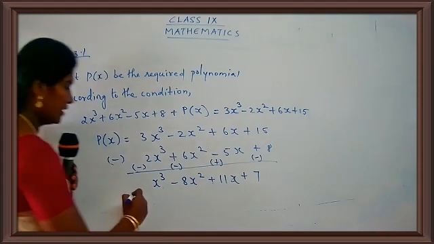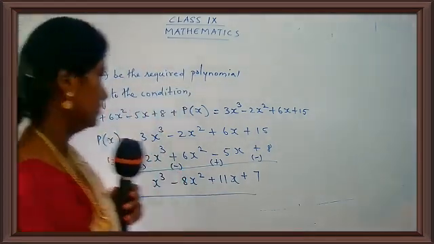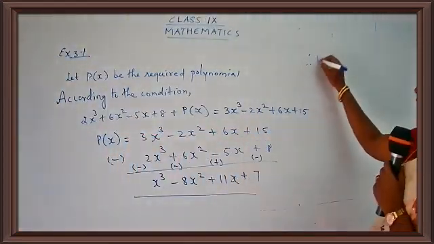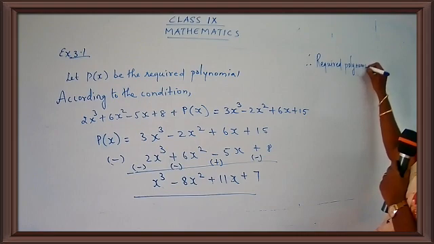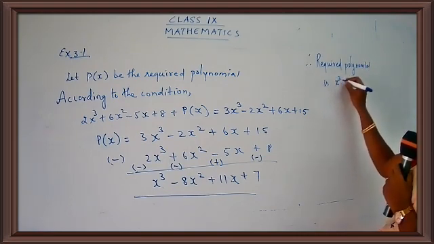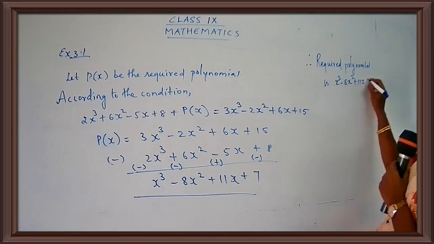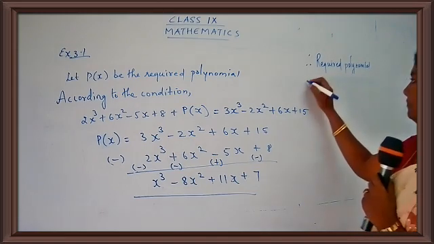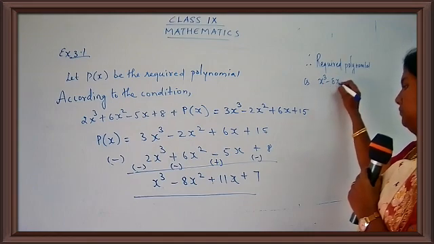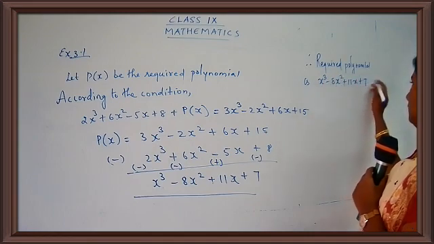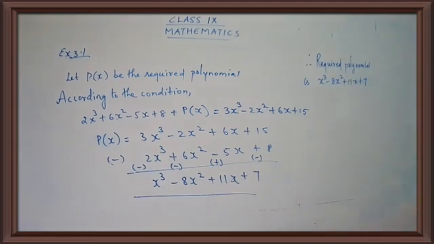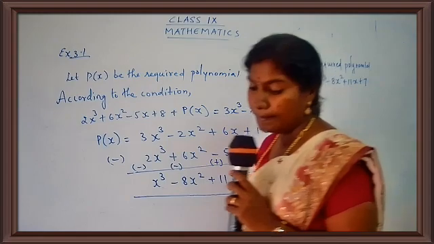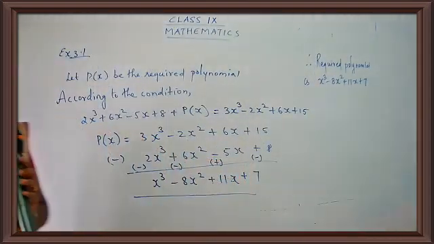Okay, so write down here. Therefore, required polynomial is x cube minus 8x square plus 11x plus 7.